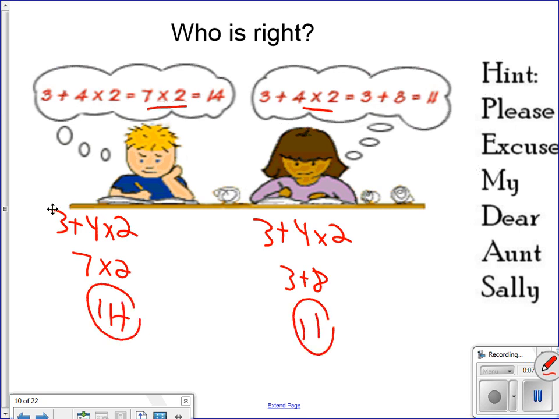Who followed the order of operations? You'd have to multiply first before you add. This person right here decided to add first because they did 3 plus 4. That's why they got 14. This person decided to multiply first, which is an 8. This student is the one that is correct.